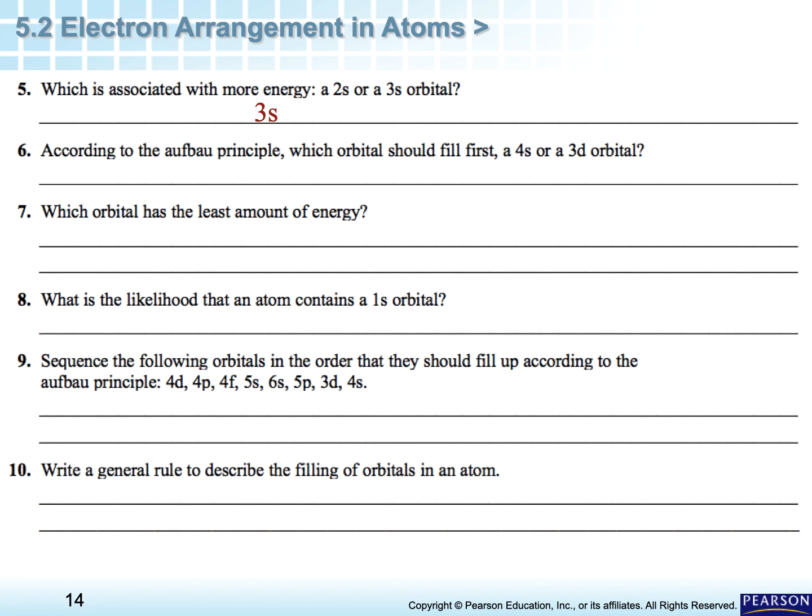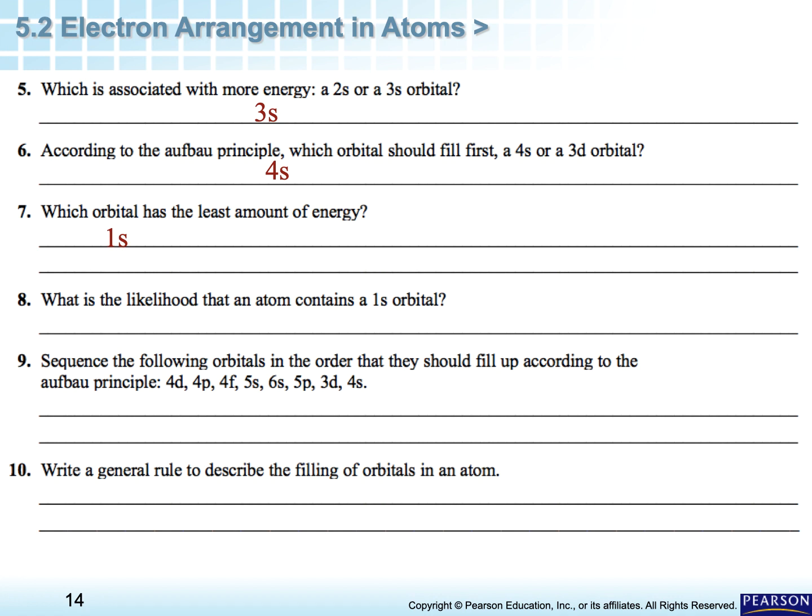According to Aufbau, which will fill first, 4s or 3d? When I go up, I see the one that's going to fill first is the one that going from bottom to top, you touch first. So if I'm sliding up, I hit the 4s first because 4s is lower in energy than the 3d. Which orbital has the least amount of energy? Well, the one that's all the way at the bottom, the 1s. Why they have two lines for 1s, I will never know.